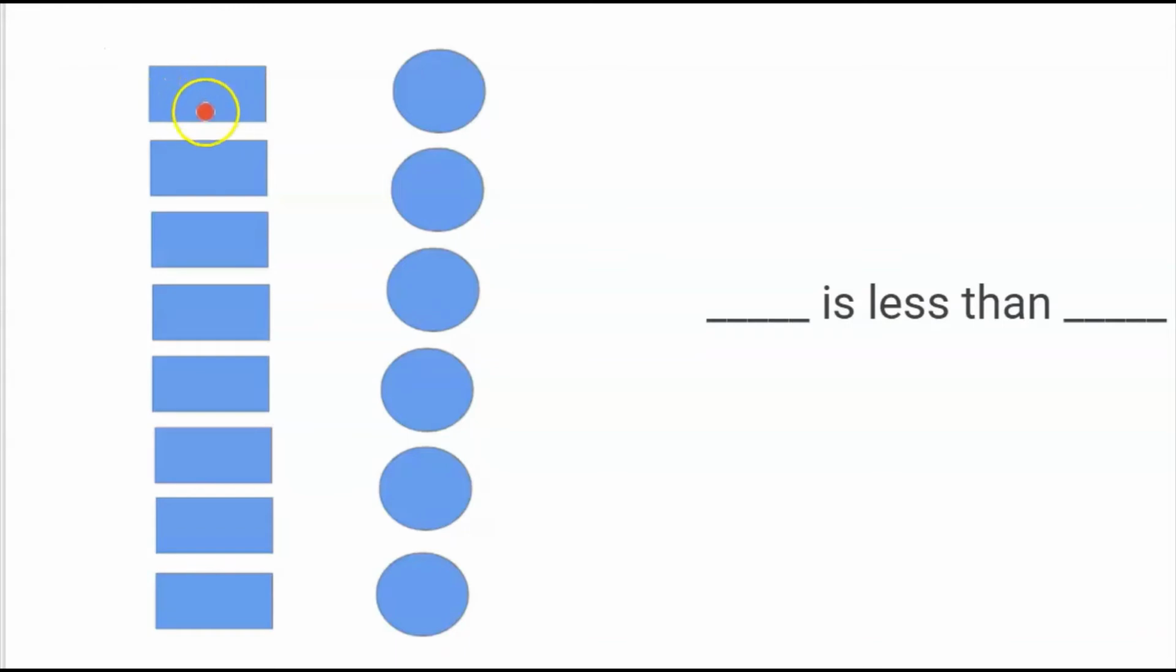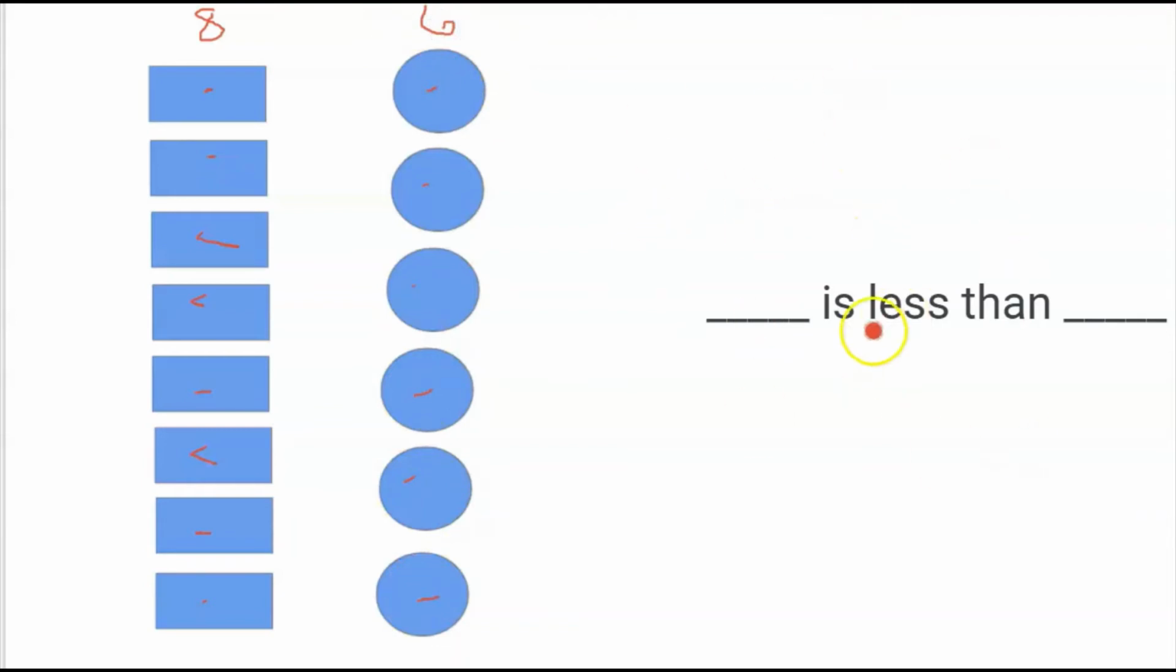Okay, let's count the rectangles. 1, 2, 3, 4, 5, 6, 7, 8. And notice I'm making these marks in the rectangle. That helps me know that I counted. 8 rectangles. Let's see how many circles we have. 1, 2, 3, 4, 5, 6.